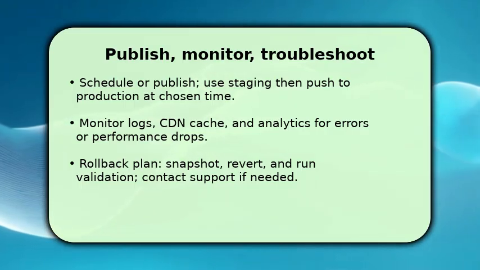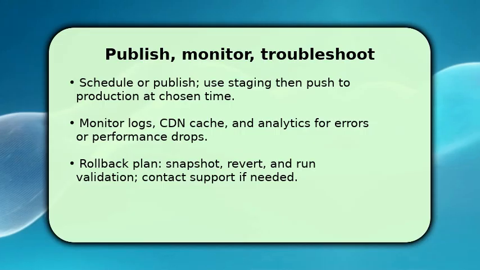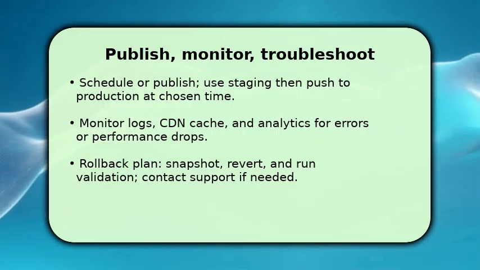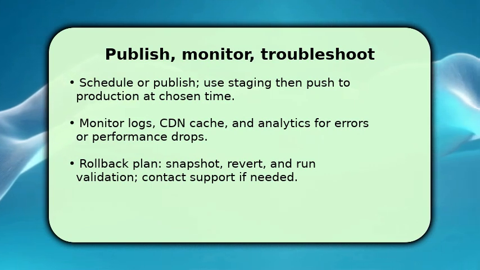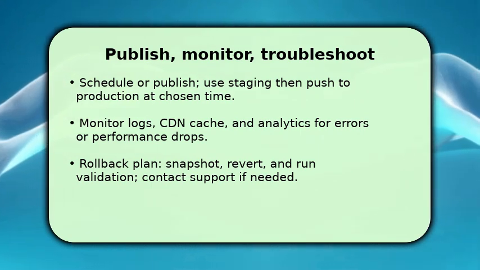Keep snapshots or backups so you can revert if content breaks. If something goes wrong, validate the asset, clear caches, and run the rollback plan. If that fails, escalate to support with exact error logs. One tip: when a publish fails, clear CDN cache before assuming data loss, because stale cache often masks success.